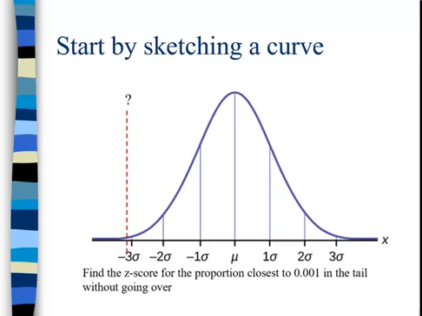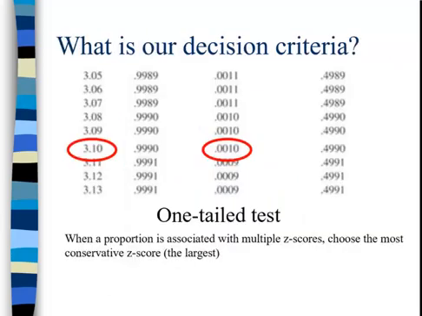So we're looking for a value of 0.001, or a value that's closest to 0.001 in the tail without going over. And this is an interesting challenge. I'm curious to see whether or not you got it correct. Obviously, only you can answer. But note how there's 3 proportions near 0.001. So how do you choose which one to pick?